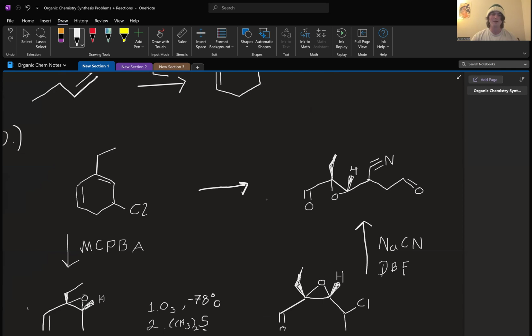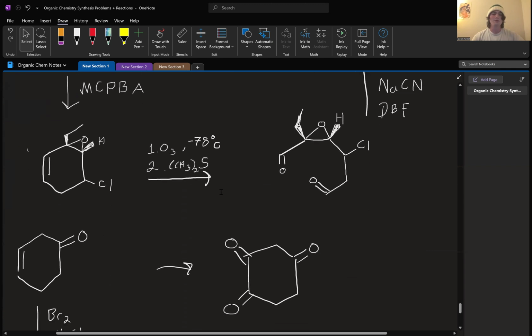But it requires a lot of thinking about the order of steps, because we couldn't do our ozonolysis first, because that would react with everything and then just completely split the molecule. So synthesis requires you to understand that the steps have to be in a certain order in order for the synthesis to work.